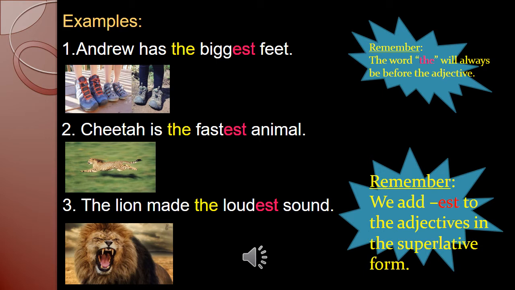Sentence 2, cheetah is the fastest animal. Again, same rule, fast plus est, and before the adjective, the fastest. And sentence number 3, the lion made the loudest sound. Okay, nice and easy. Let's go look at some extra rules.